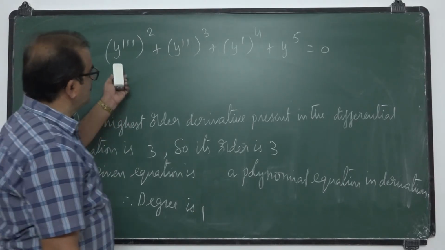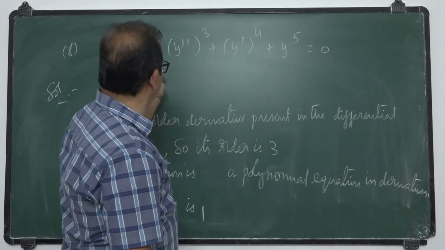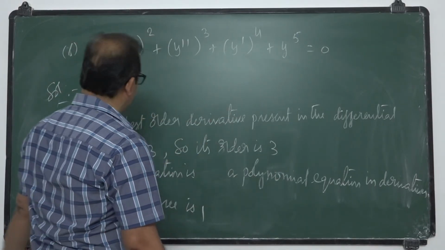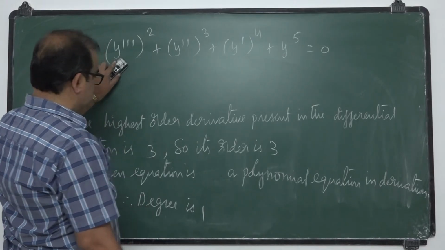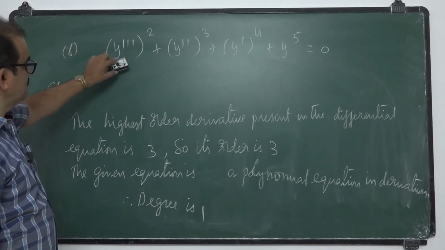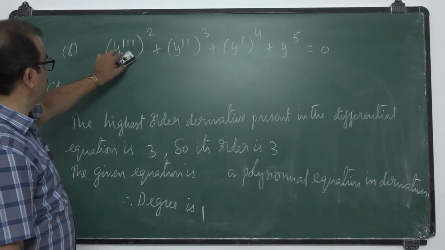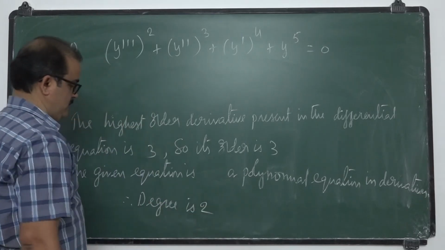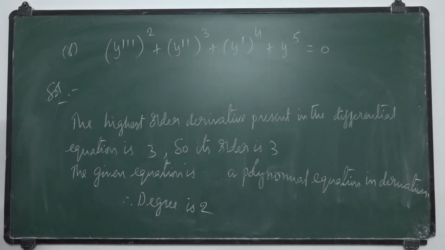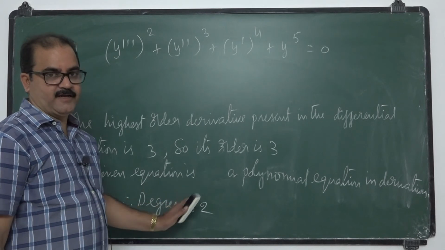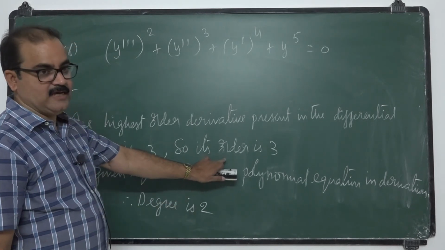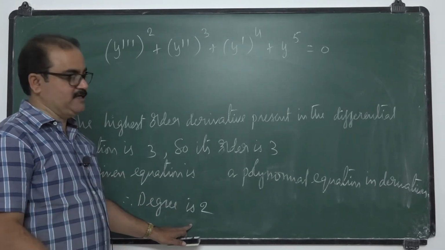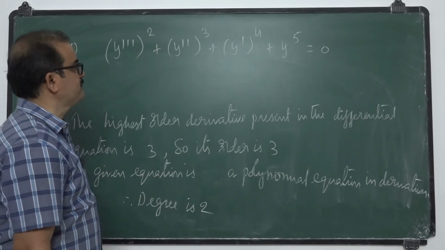So the order is 3. Next, clearly it is a polynomial equation in derivatives. What is the power of the highest order? Here the highest order is 3. The power of this highest order is 2. So degree is 2. It is simple to find order and degree. Order means the highest order in the equation. Degree means the power of that highest order.